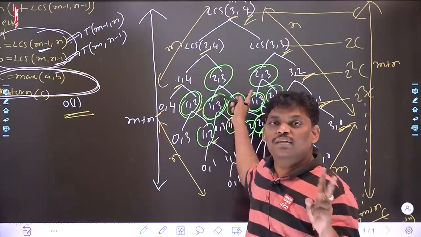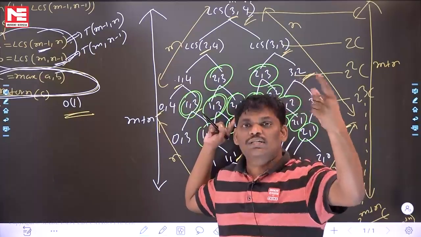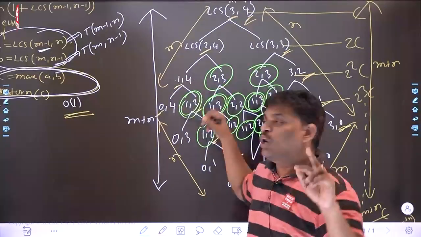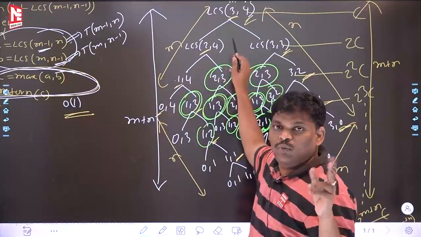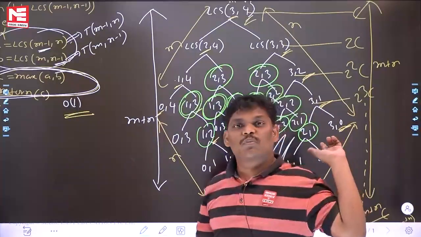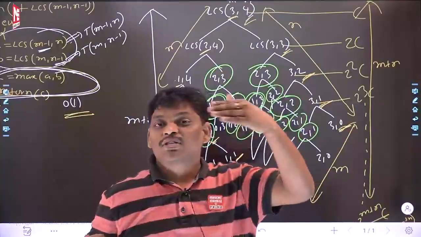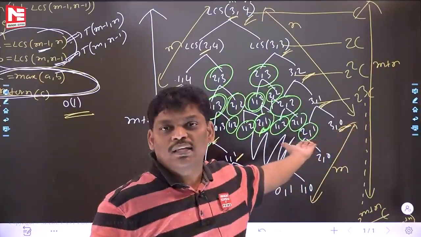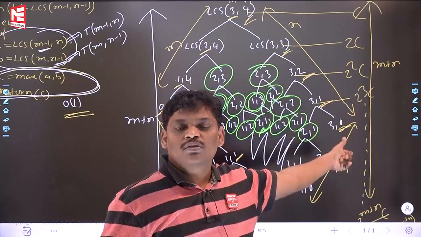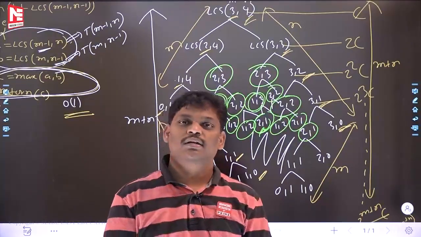The purpose of drawing this tree, two reasons. In the LCS problem, LCS of m comma n, how many levels will the tree have? And is repetition there or not? In the GATE examination, if an LCS problem came, you need not draw the tree. Why? You know the number of levels is m plus n. You know repetitions are also there. So directly you can do the normal story. If a new problem came, please do it like that.